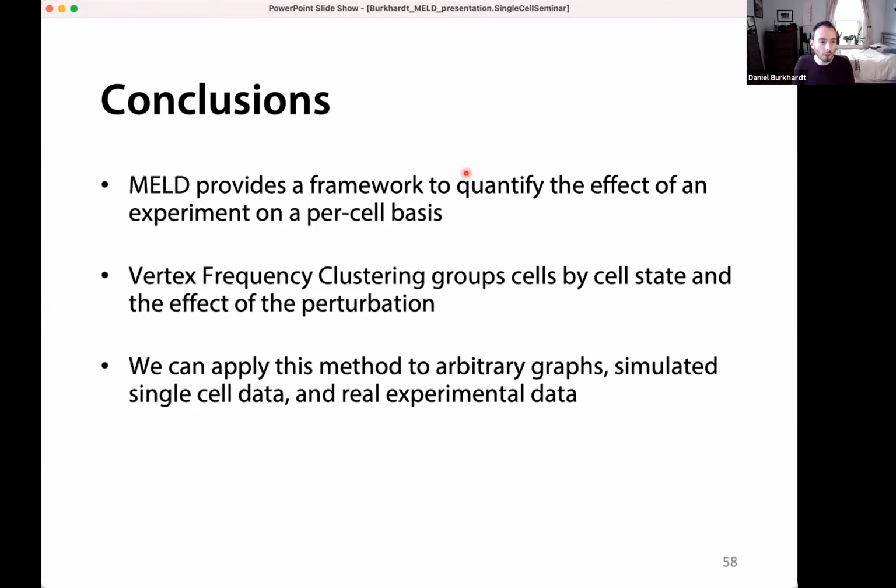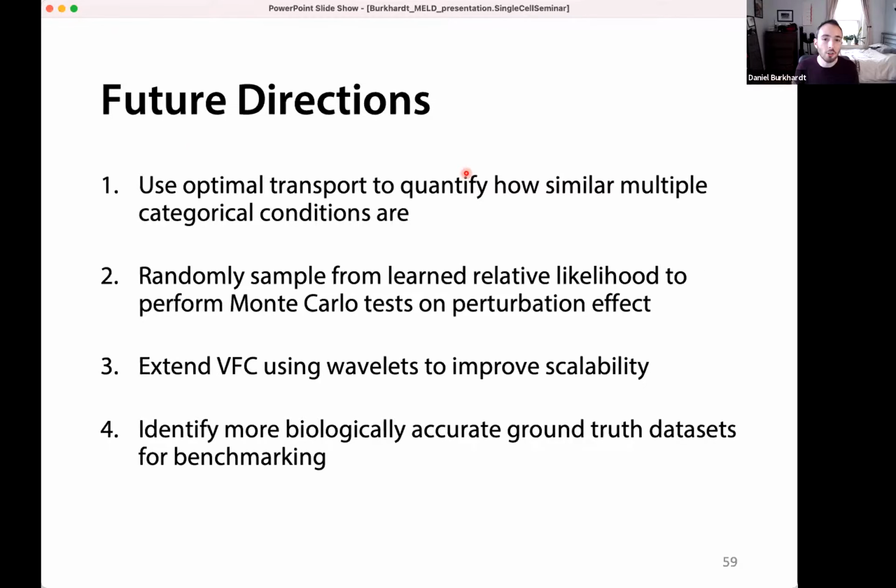Moving forward, there's a number of things we really would like to do. Imagine now you don't just have 2 or 3 samples, but you've got 10, and you want to know which 2 are the most similar to each other, which are the most different. One way that I think is a mathematically robust way to do this is using a framework called optimal transport, which takes our MELD probability distributions and calculates the distance between them.